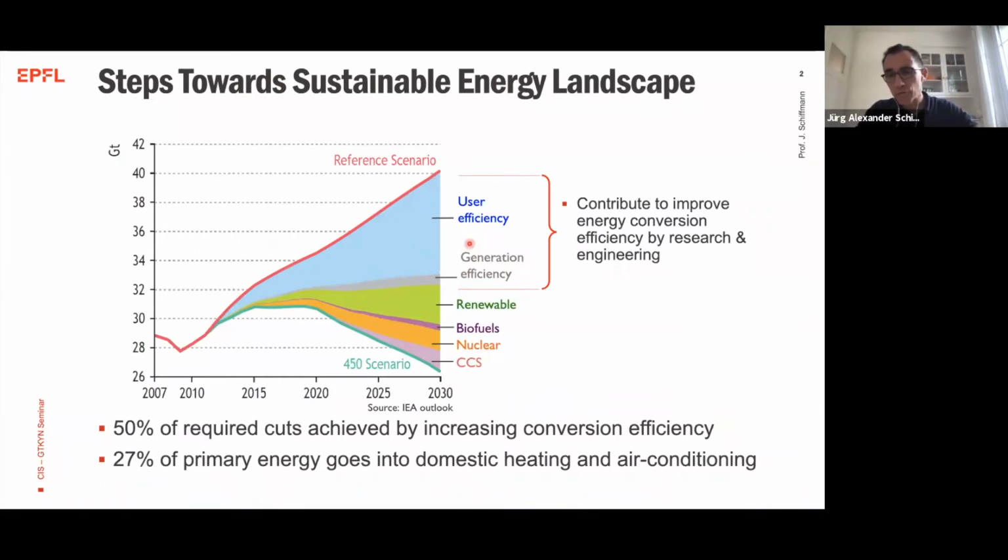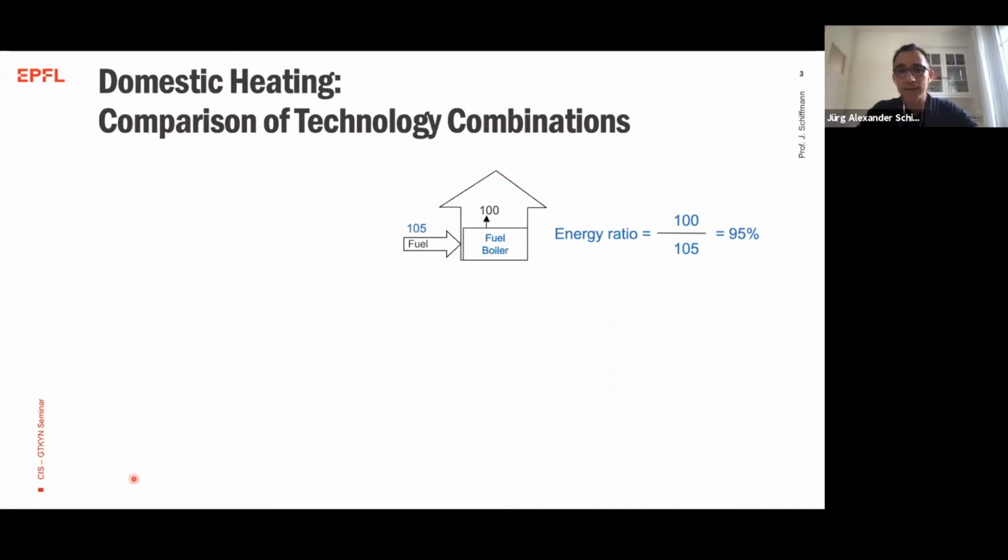Now, if you have a closer look at where the energy comes from and where it goes, we can actually see that 27% of the primary energy consumption worldwide goes into domestic heating and air conditioning. So considering this is a sector where with relatively little effort, a lot of impact can be gained. So let me explain this by this very simple graph.